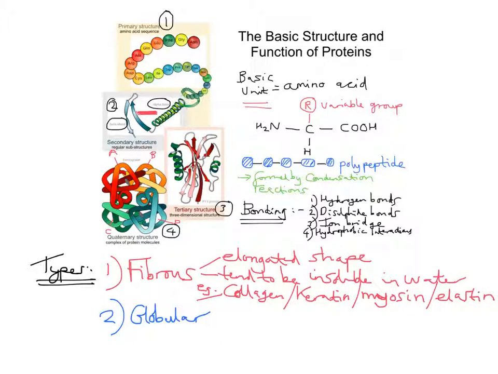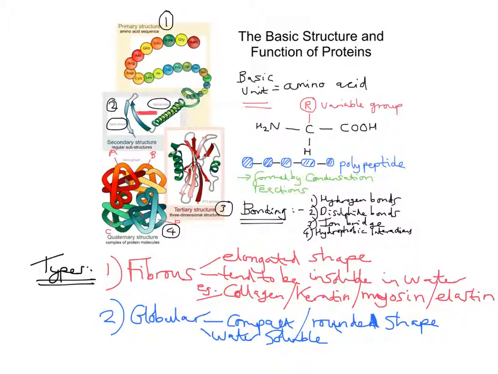Because globular proteins, unlike the fibrous ones that have a more elongated shape, are more compact and have a more rounded shape. So we put compact and rounded shape there. And these ones tend to be water soluble. Now, examples that I can think of here are hemoglobin and immunoglobulins that I referred to at the beginning. These are globular proteins. Hemoglobin binds to oxygen in the lungs and transports it to the tissues, and immunoglobulins are antibodies involved in the defense against disease.